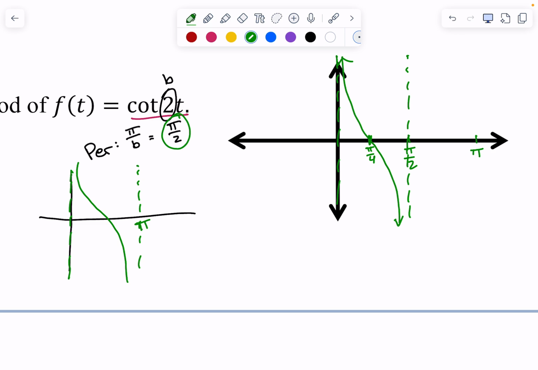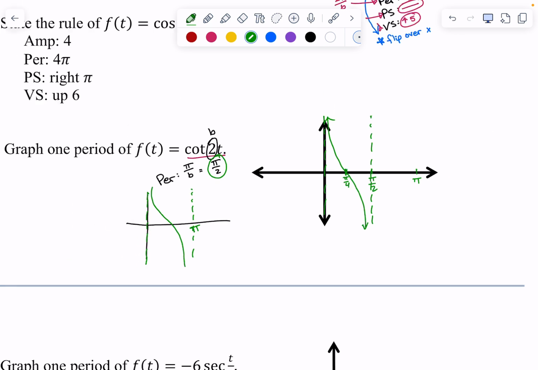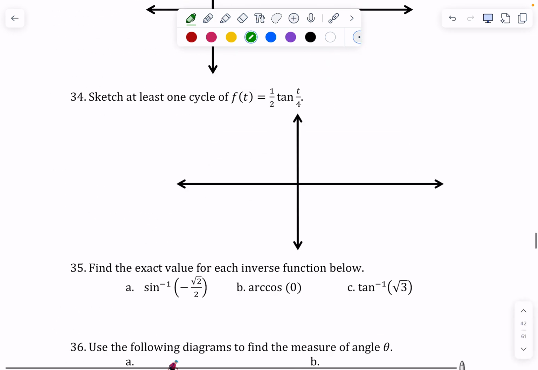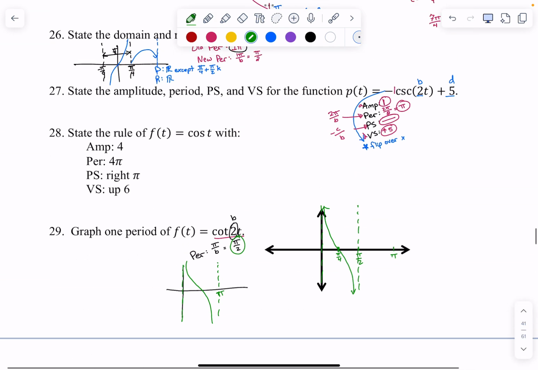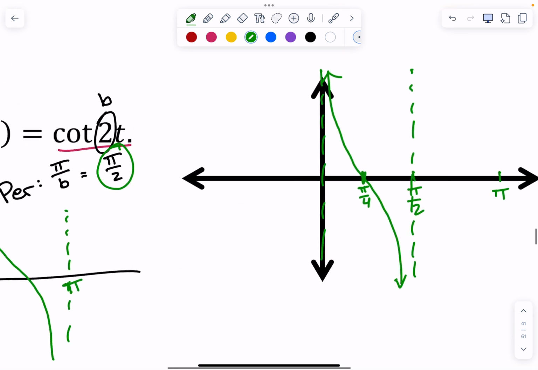How is that? Good? Okay, we got one more. I told you we were going to get through 29 today. You didn't believe me. And we got one more tomorrow. Perfect. We got to go through 28 now.